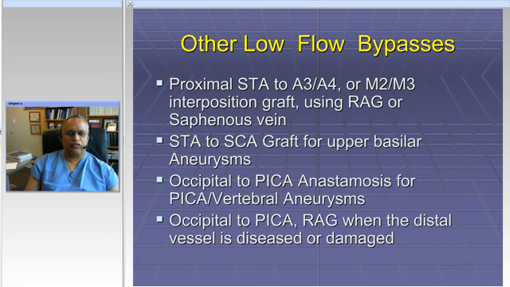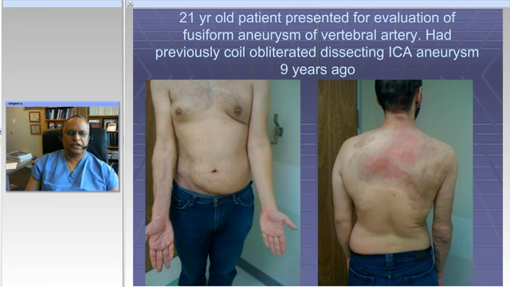There are also other ROFO bypasses. And I'd like to show you one in particular, occipital PICA bypass. Here's an interesting patient. He's 21 years old, presented for evaluation of fusiform aneurysm of the vertebral artery. Now, when he was 12 years old, he had had a coil occlusion of a carotid artery. So what's wrong with this patient?